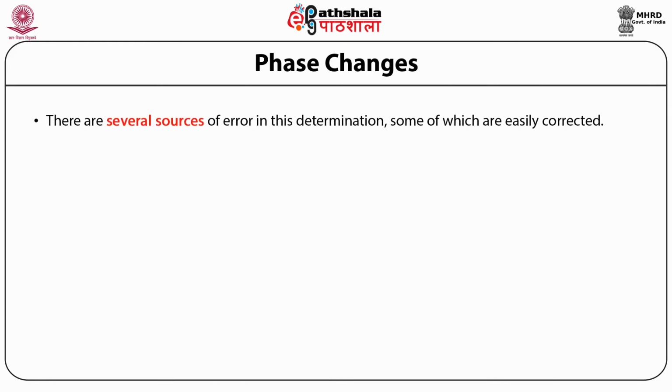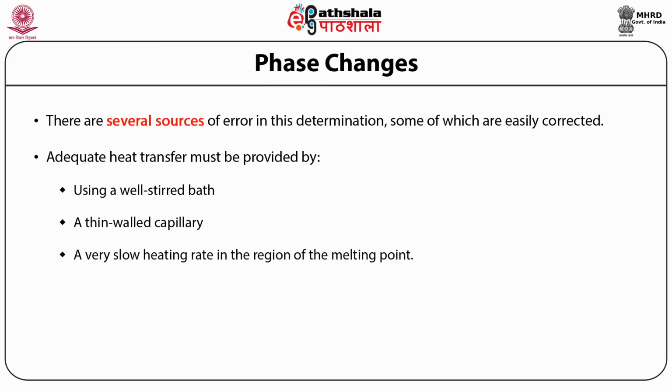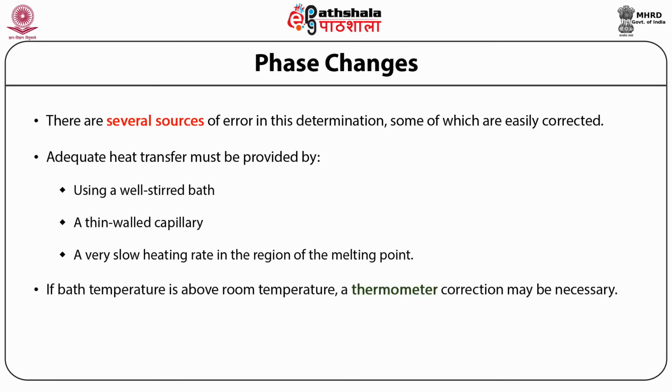There are several sources of error in this determination, some of which are easily corrected. Adequate heat transfer must be provided by using a well-stirred bath, a thin-walled capillary, and a very slow heating rate in the region of the melting point. If the bath temperature is well above room temperature, a thermometer correction may be necessary to allow for the variation in the density of mercury along the exposed column.